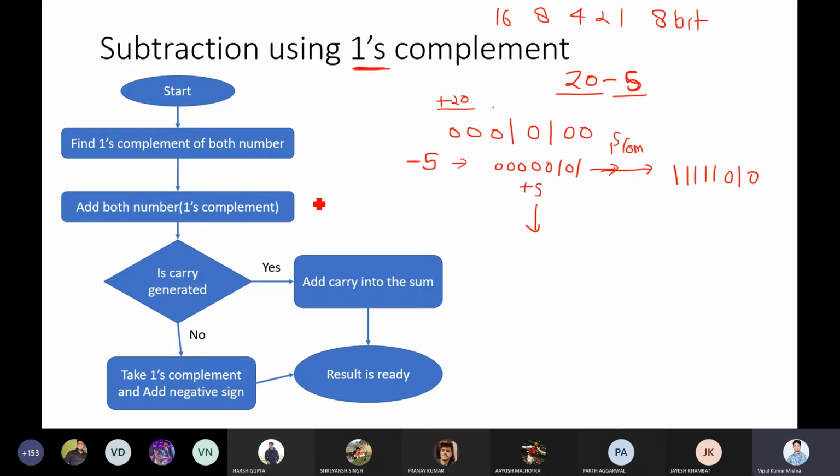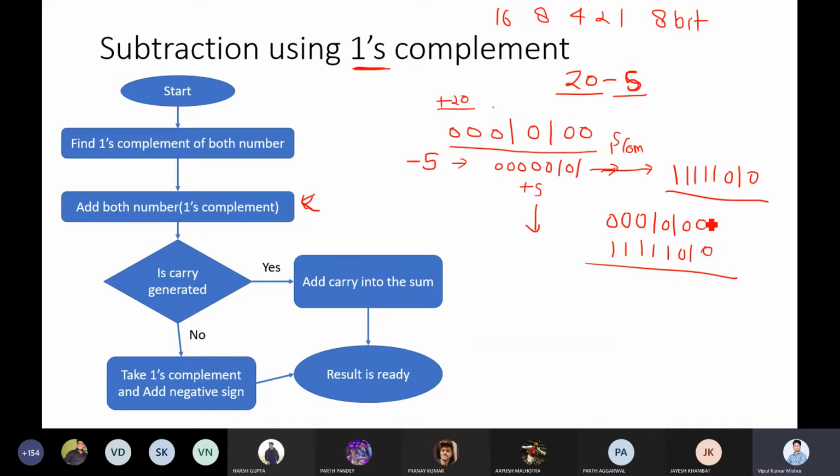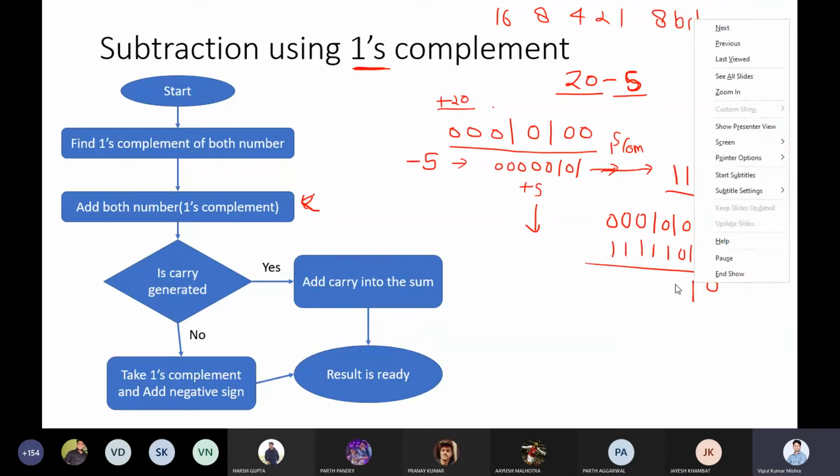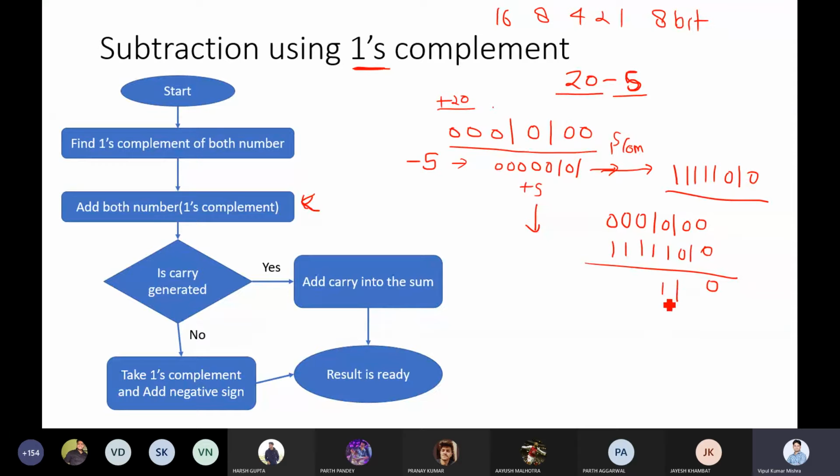Now what is the next step? You have to add both the numbers, this and this. So let me add it for you. It is 0 0 0 1 0 1 0 0, and here 1 1 1 1 1 0 1 0. Now what will you get? You just add it simply. 0 plus 0 you will get 0. 0 plus 1, what will you get? 1. Sorry, 1 plus 0 is 1, 1 plus 0 is 1, 1 plus 1 is 0 with a carry, then 0, then 0, then 0, and 1.